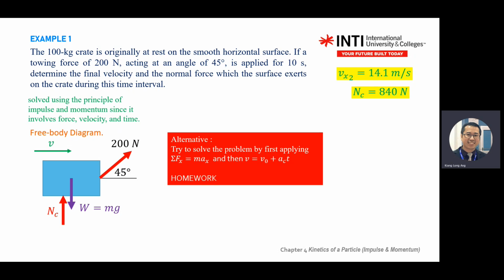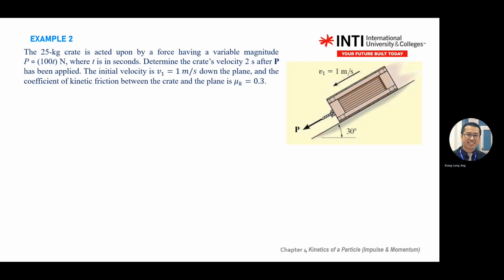Okay, one more example, I think then we call it a day. Just now it was a flat surface. Now we push the surface up, and now the object is slanting down with the force pulling down. V is given, mass is given, and the force P is variable in magnitude. Just now, in example 1, your force was constant, but now it varies with time, 100t. Determine the crate velocity 2 seconds after P is applied. Initial velocity is given, and the coefficient of friction is given. So in this case, we want you to consider the friction force.